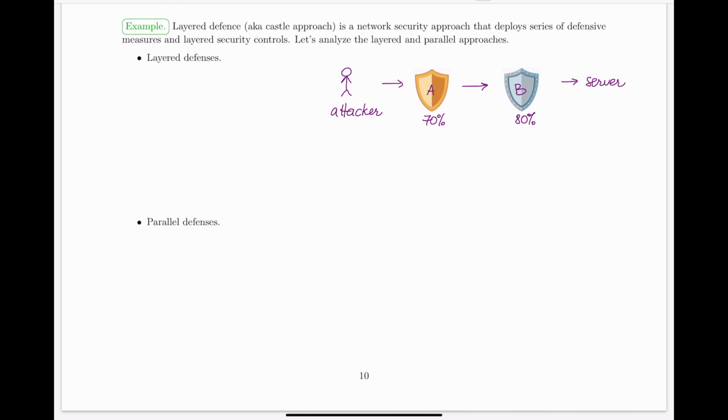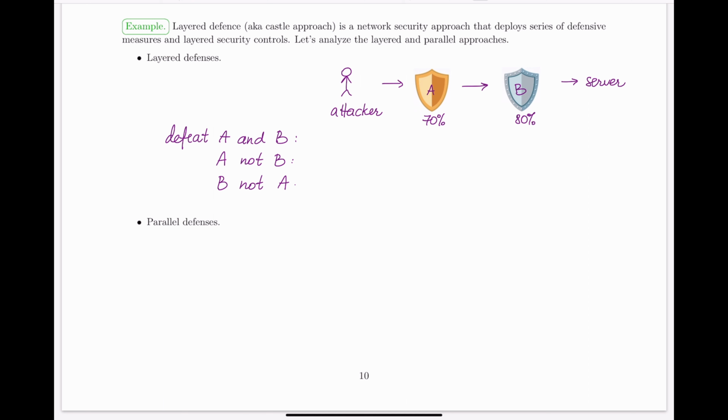So what are the different options? I have two different controls here. So my attacker can do what? Well, the attacker can defeat A and then carry on defeating B. And I'm going to calculate this in a second. I just want to write out all of my possibilities first. The attacker can defeat A, but not B. That will get him here, but not over here, which means that he's not actually going to succeed in getting to the server.